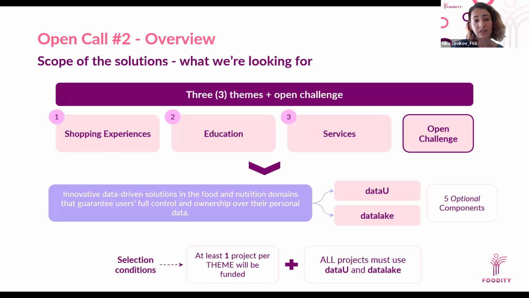So these are just an example of some things that we are looking for. But again, please look at our guidelines for more information. We also have an open challenge. So perhaps you have an innovation that addresses the food and nutrition sectors, but doesn't subscribe to these themes. We welcome your proposals. Understand that we will be funding a minimum of one proposal per theme. All of the proposals are required to use the data architecture that we've built for this project. So that means that we care a lot about GDPR compliance, and we want to make sure that data are stored and managed in an appropriate way. Hans and Fadwa will talk about this in more detail soon.